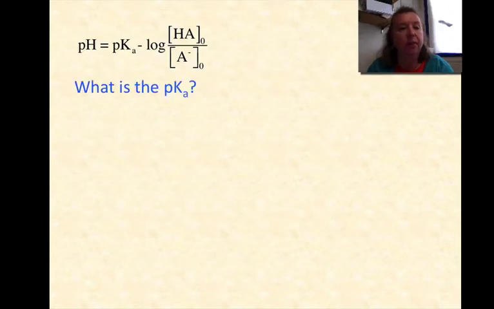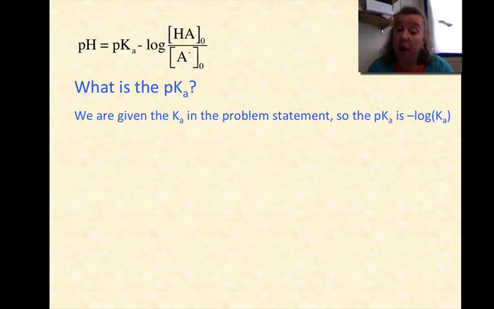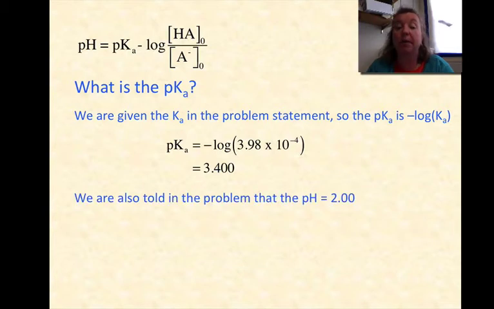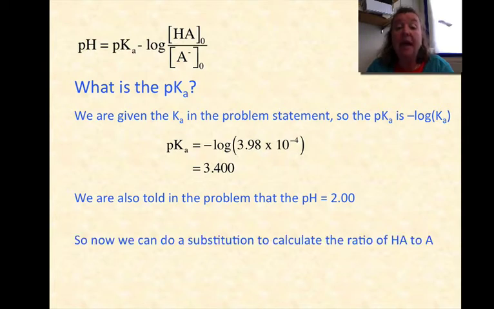We don't have the pKa. We are given the Ka in the problem statement. So the relationship between Ka and pKa is the pKa is equal to the negative log of the Ka. So we can do the algebra to figure out that the pKa is equal to 3.400. We are also told in the problem that the pH is equal to 2. So we have a pH, we have a pKa, and now we can do a substitution to calculate the ratio.